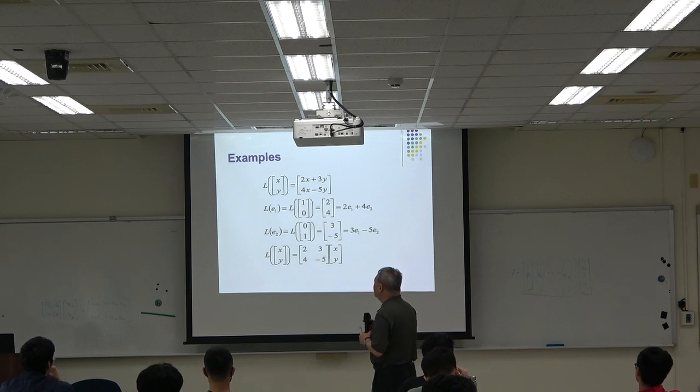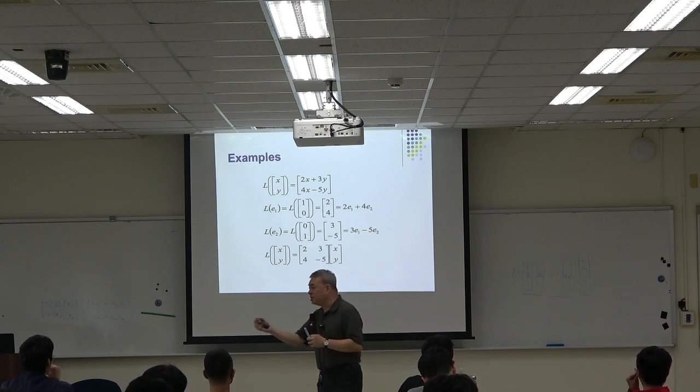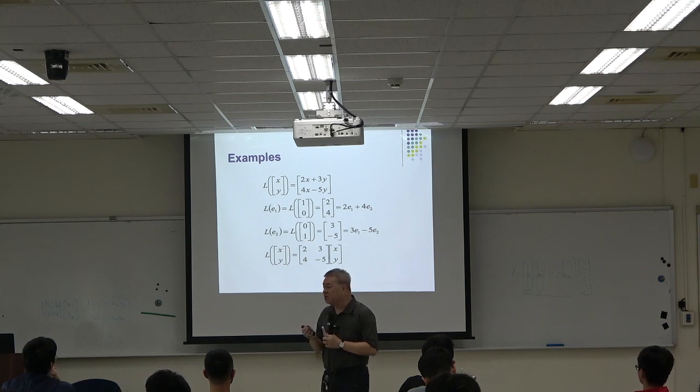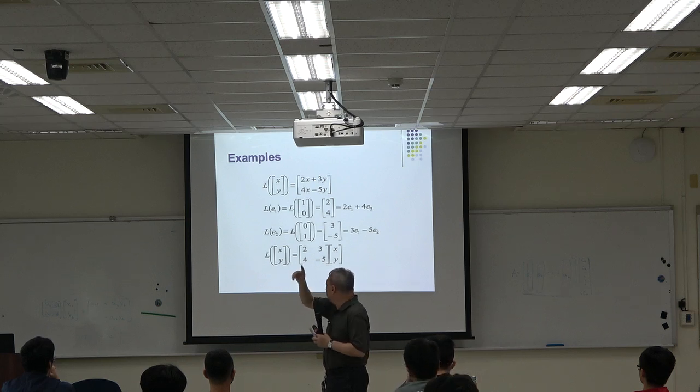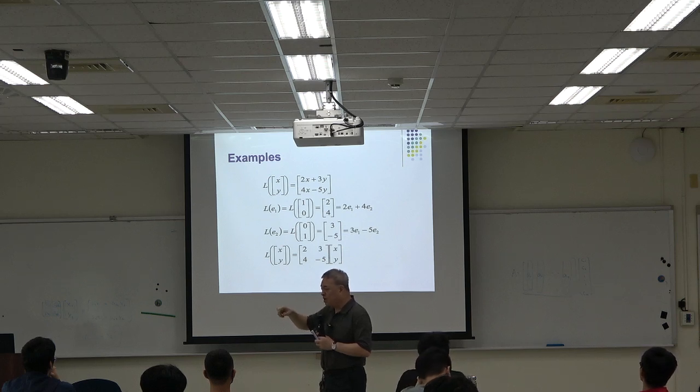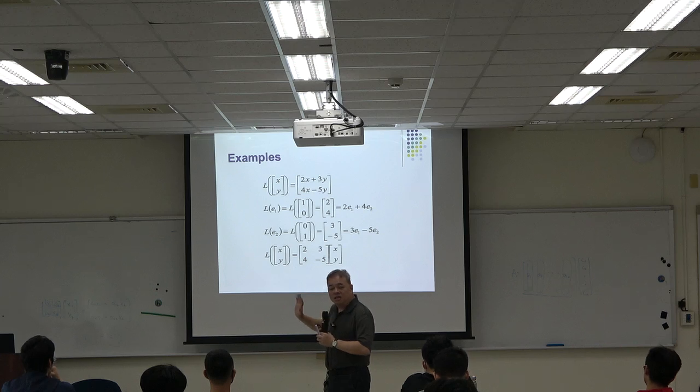Let's look at one example. We know this is a linear transformation. Of course, we have to show this is a linear transformation. How do you show it? You know how to do that: take aU plus bV and put it into L. It should be the same as a times L(U) plus b times L(V). You can check it by yourself, but I'm out of time, so I will just assume you know this is a linear transformation.